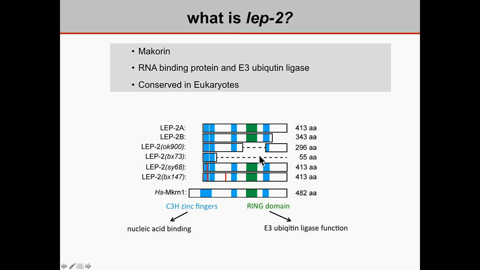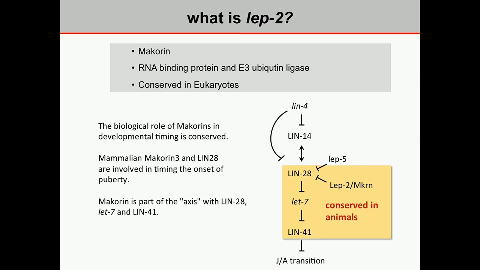We have 5 different alleles. One is a complete deletion, others are partial deletions. We also have point mutations only in the zinc finger. They all have the same phenotype. Those microRNAs are conserved across eukaryotes, and we think that the biological role of microRNAs may also be conserved.